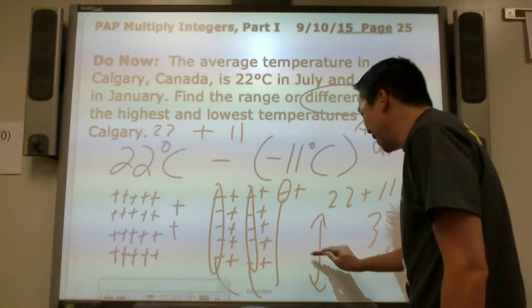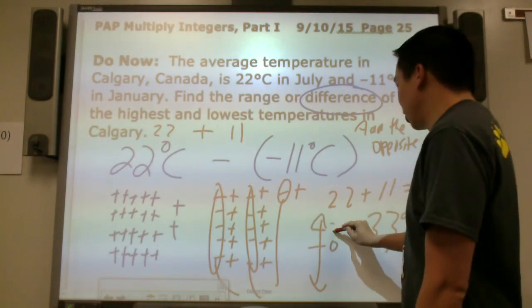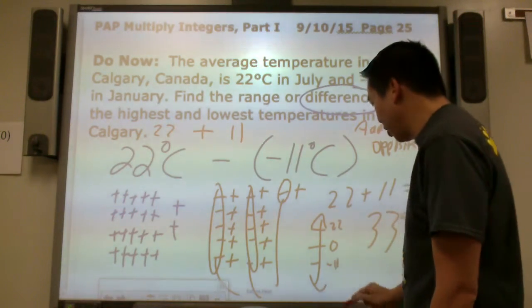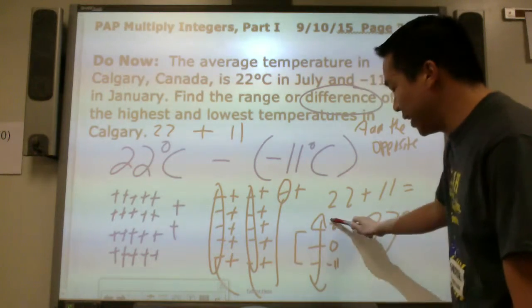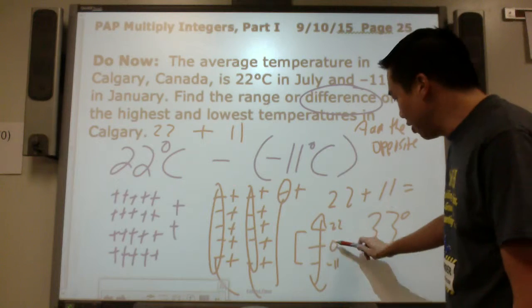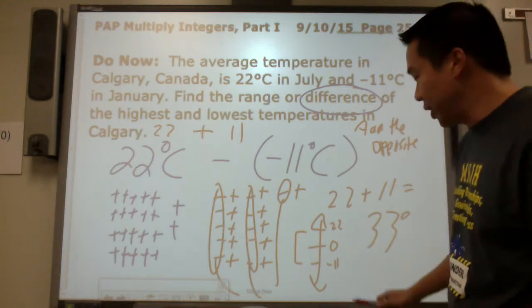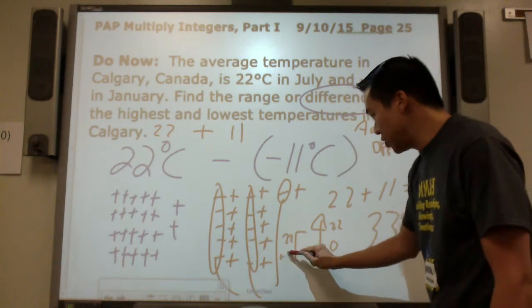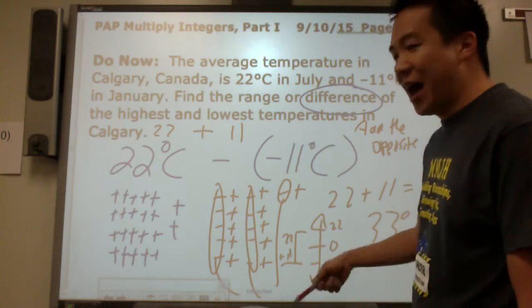Another way to do it is look at a thermometer. Here's 22, here's negative 11. What's the difference from here all the way down here? There's a difference here of 22 degrees. From here to here, there's a difference of 11 degrees. So 22 plus 11 is 33. Add the opposite.